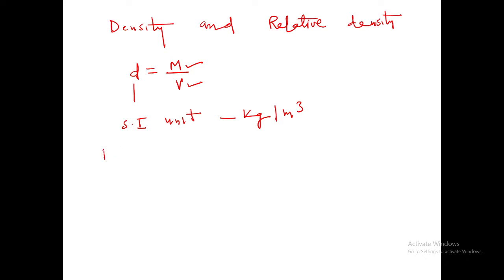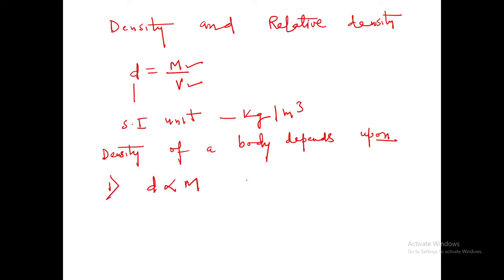So the density of a body depends upon, first, mass. D is proportional to mass. If V means volume is fixed, then the more the mass, the more the density, and the less the mass, the less the density. So as the mass increases, the density of the substance increases for constant volume. That's why the iron ball is heavier than the plastic ball.